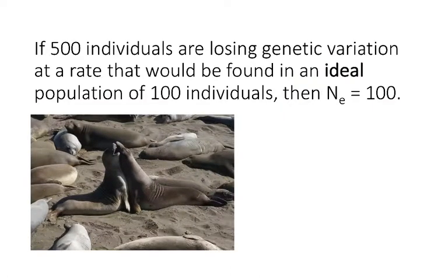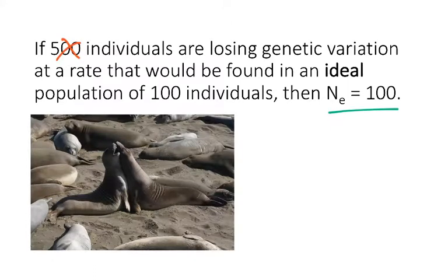But what is effective population size? I have a hard time thinking about this and explaining it, and the easiest way for me is to use an example like I have written here. If we have 500 individuals that are losing genetic variation at a rate that would be found in an ideal population of 100 individuals, the effective population size is 100. So again, remember that effective population size is not just the number of individuals, so it's not 500.